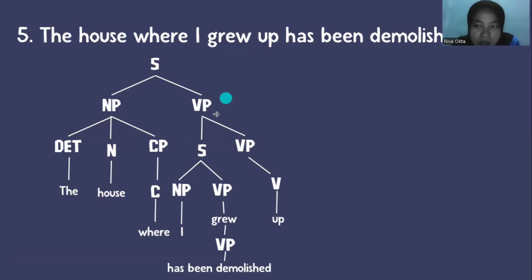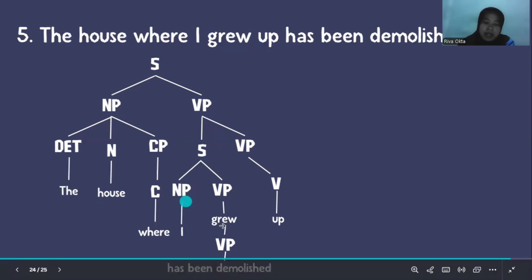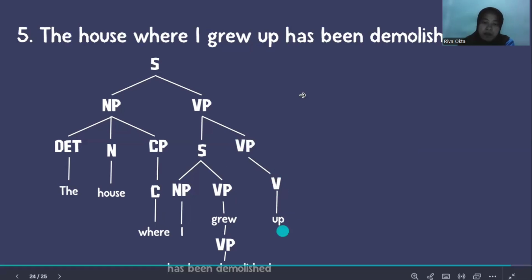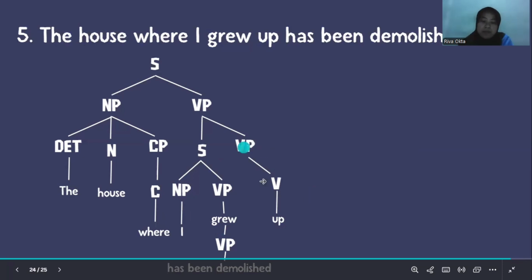The verb phrase is divided into subject and verb phrase. The subject is divided into noun phrase and verb phrase, and "I" from the sentence is the noun phrase. "Grew up" from this sentence is the verb phrase, and this verb phrase has a verb. "Up" from the sentence is part of the verb phrase. "Has been demolished" from the sentence is the verb phrase.